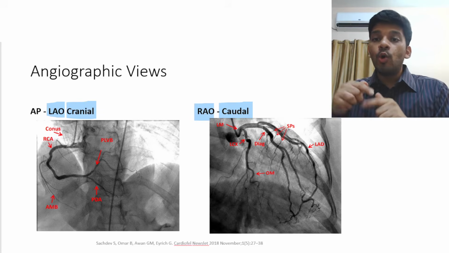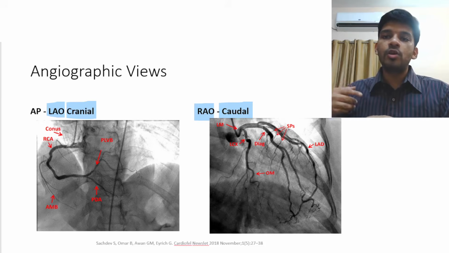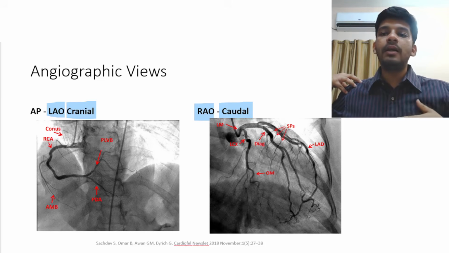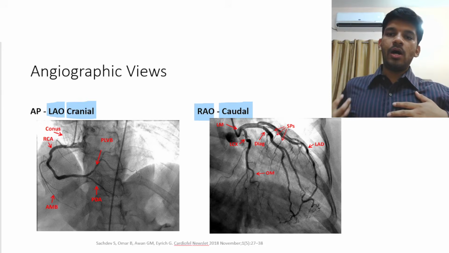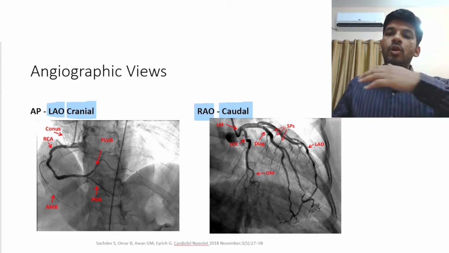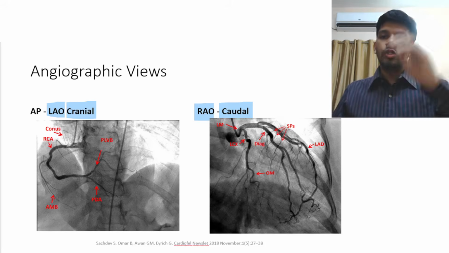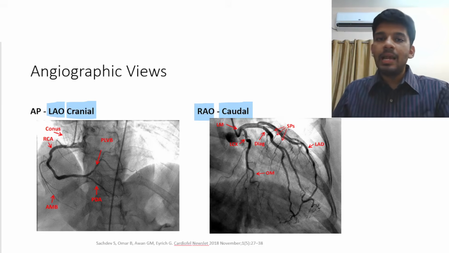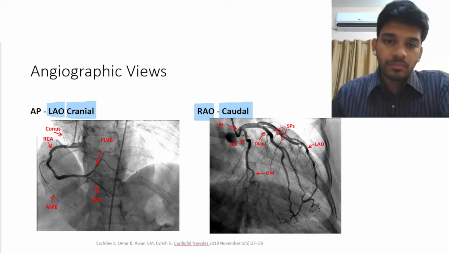Whereas in the RAO caudal, that is the right anterior oblique, imagine you are sitting on the right shoulder and then caudal, which means if the heart is here, you come caudal to the heart and you're looking from below up. So you're looking from below up at the heart. So that is what you visualize. So that is the visualization that is needed and it will be very helpful even going forward.